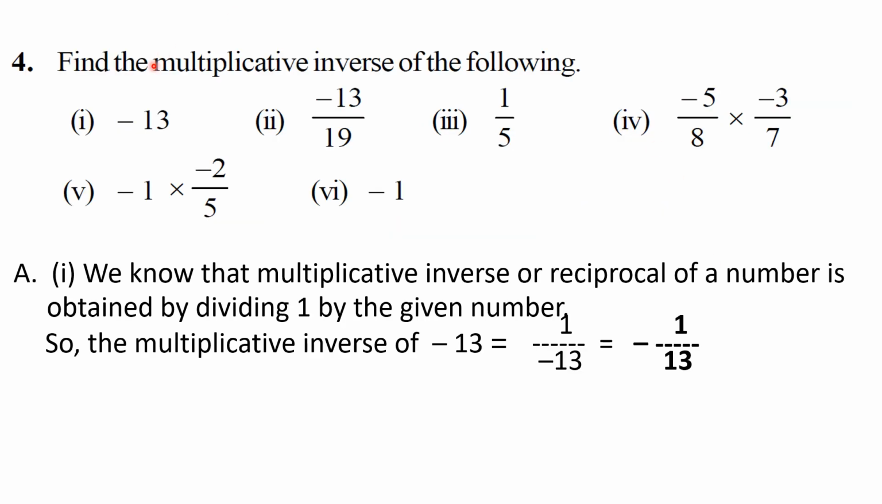So question number 4, it has got 6 parts. Find the multiplicative inverse of the following. So we'll do one by one, but just memorize this definition of multiplicative inverse and how do we obtain it. We also call multiplicative inverse as reciprocal. So we know that multiplicative inverse or reciprocal of a number is obtained by dividing 1 by the given number. Read this very carefully. We divide 1 by the given number and the result is the multiplicative inverse of that number.